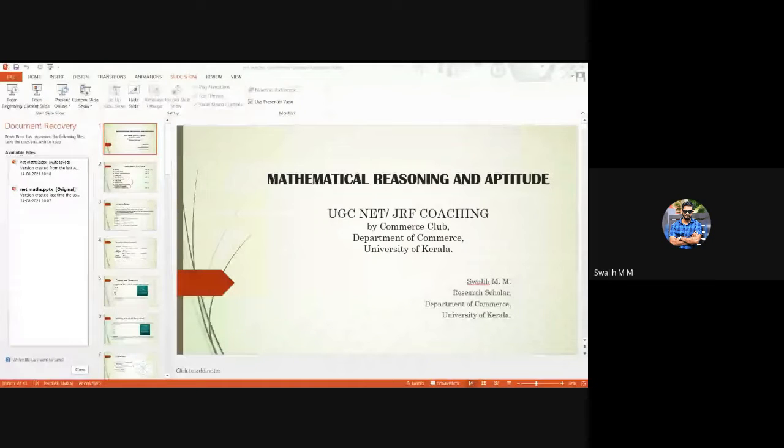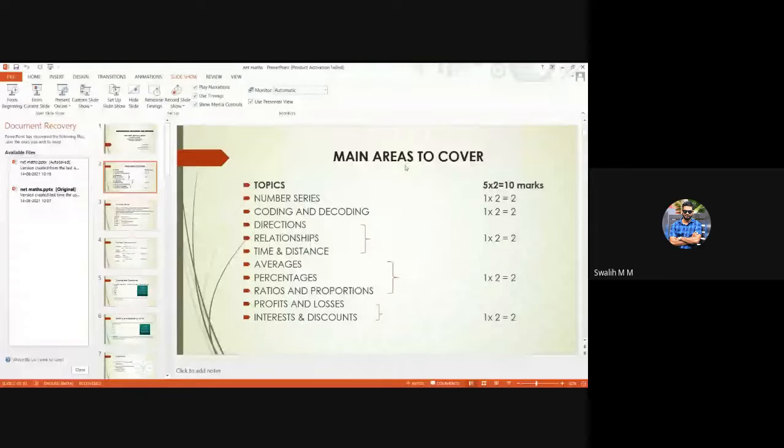The main areas to cover are 10 topics: number series, coding and decoding, directions, relationships, time and distance, averages, percentages, ratio and proportion, profit and loss, and interest and discounts. Actually, these are more than 10 topics, and I made it into 10. Interest and discounts are 2 topics, and percentages include percentages and fractions, and likewise.